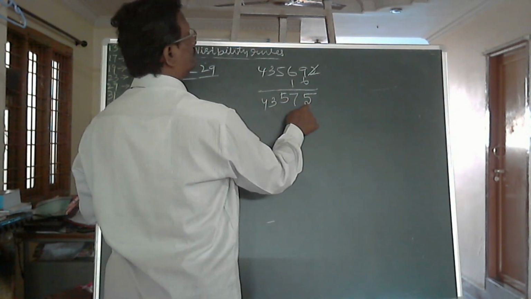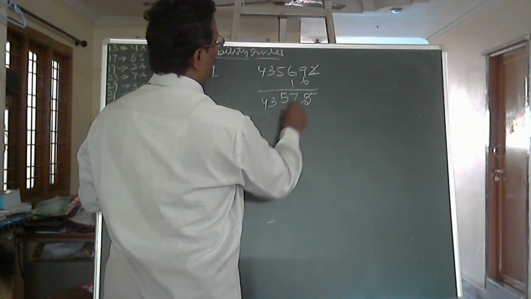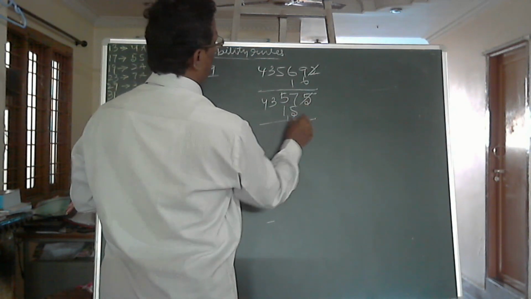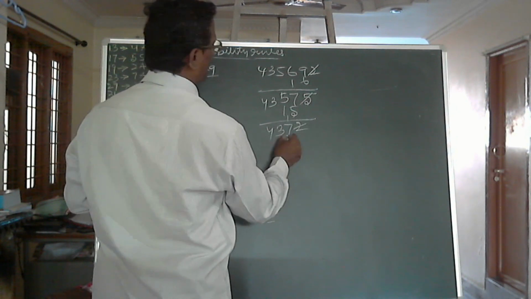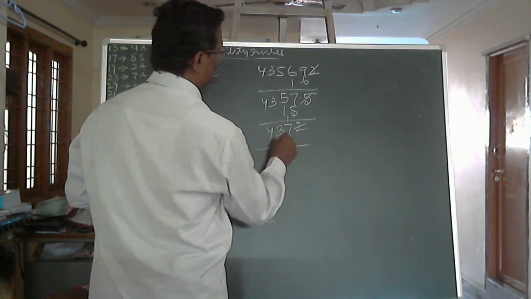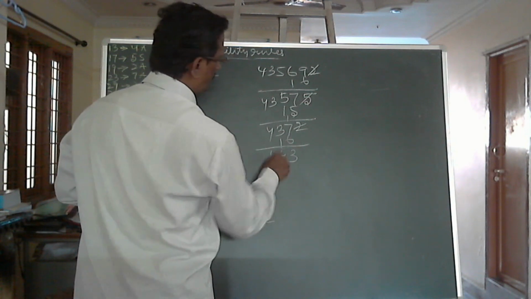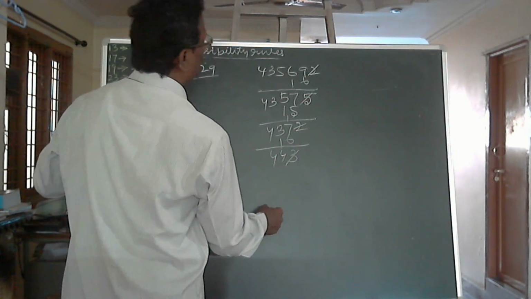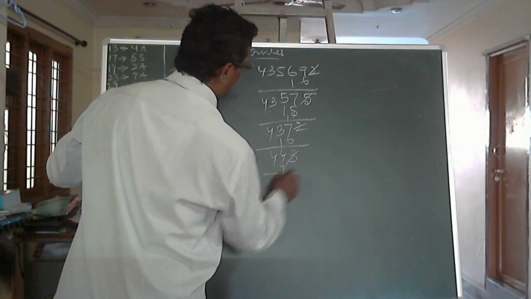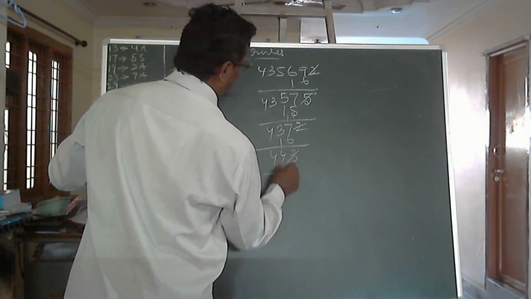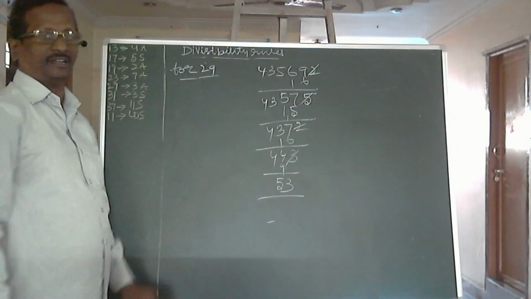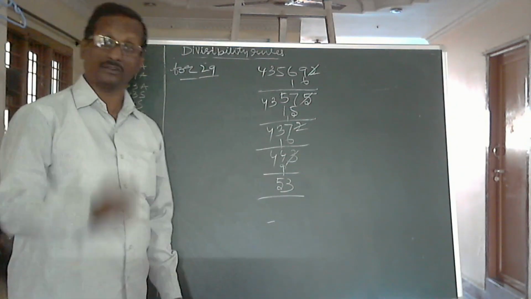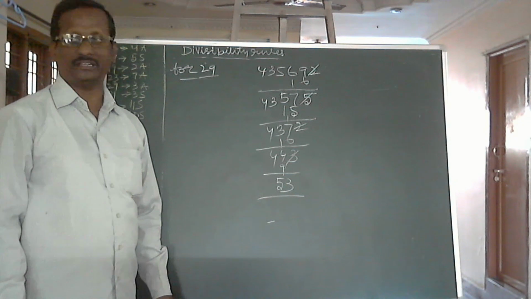Last digit 3 times, 12, is to be added. 12, 7, 3, 4. Last digit 3 times, 6. Add, 13. 4, 4. Again last digit 3 times. 3 3s are 9. This is 44 plus 9, it is 53. Is this 53 divisible by 29? No. Therefore, the number is also not divisible by 29.